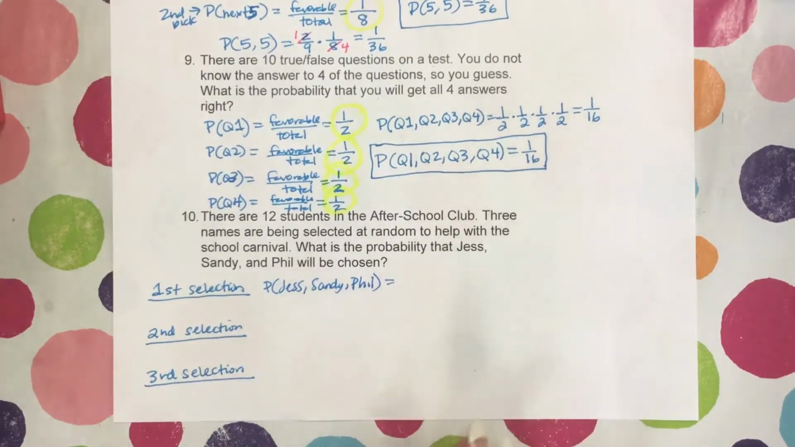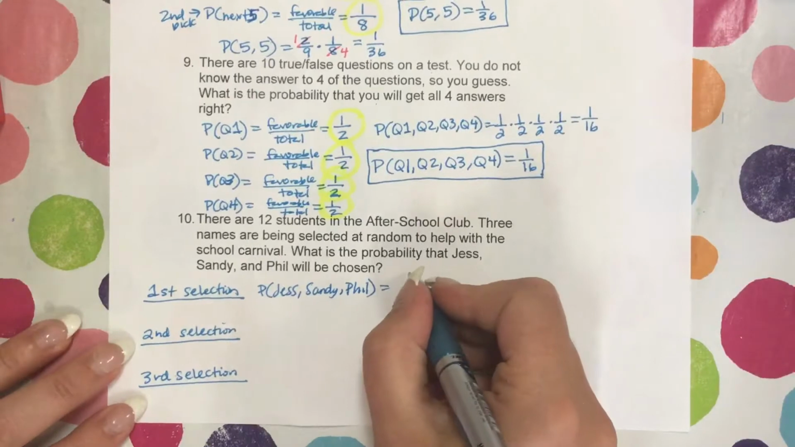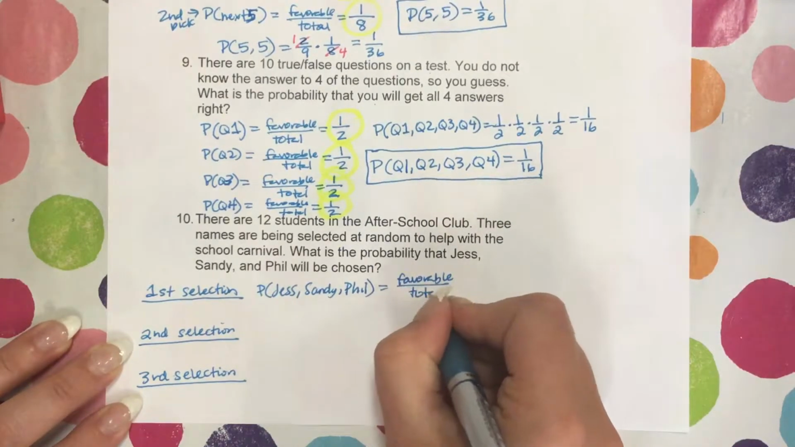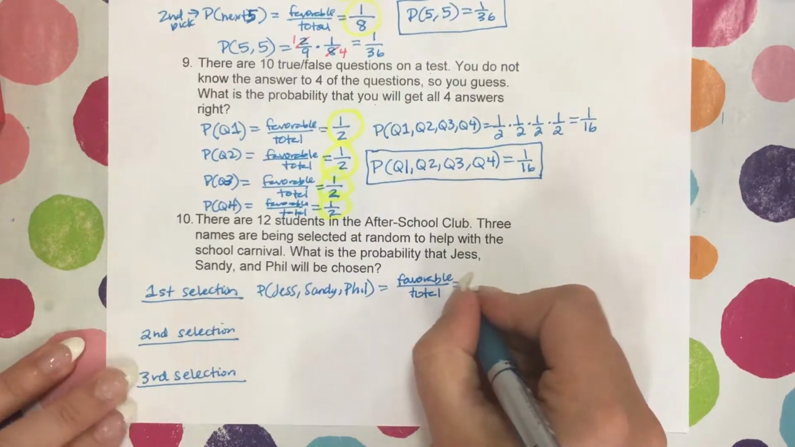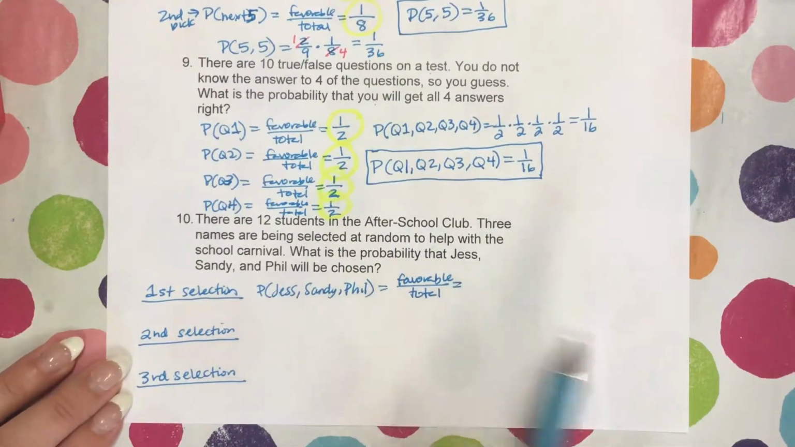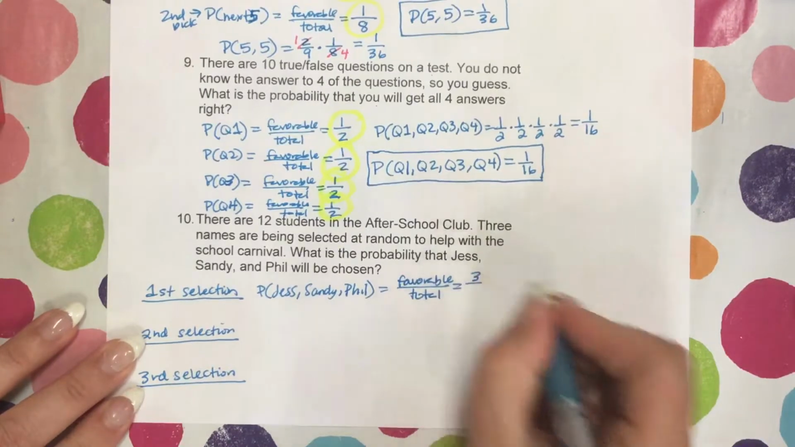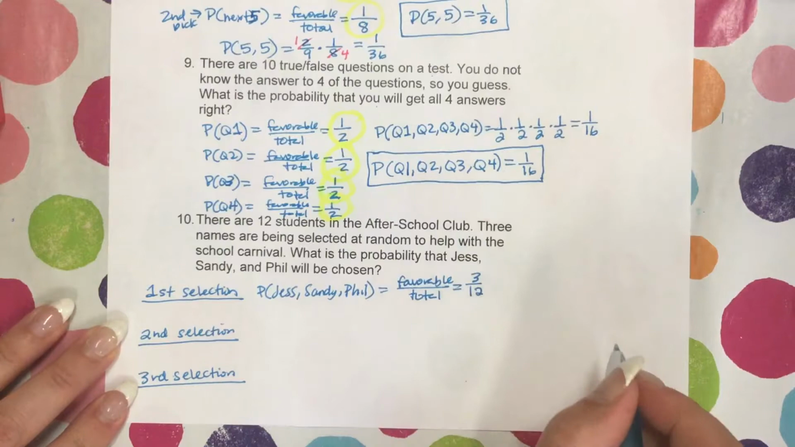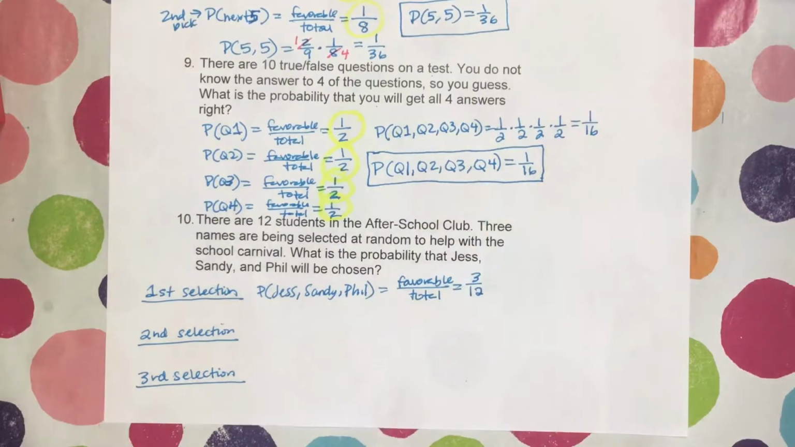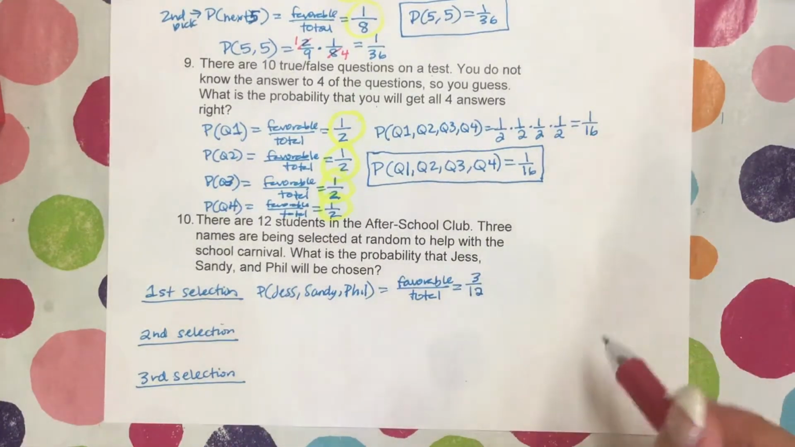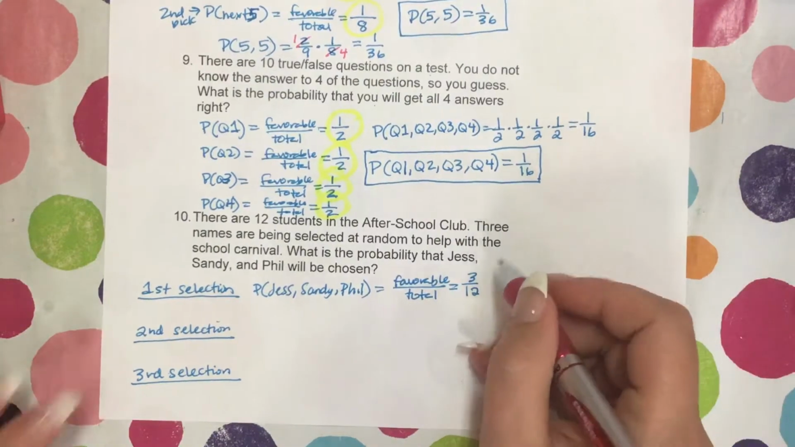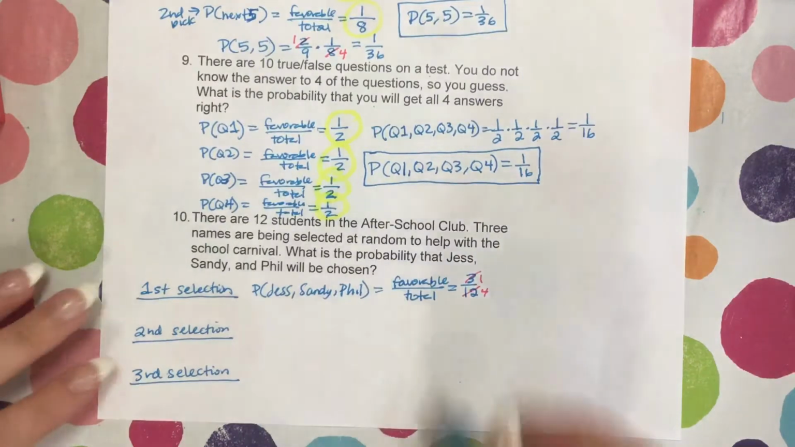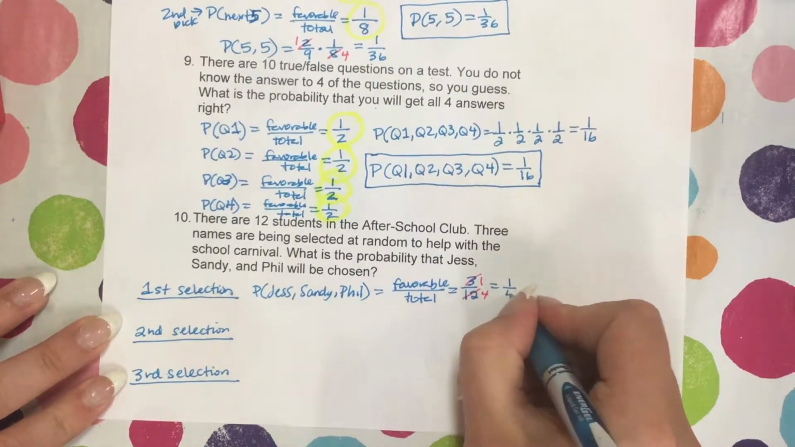Okay, so we're going to find that by taking the favorable over the total. So how many favorable are there? Well, there's Jess, Sandy, and Phil. That's 3 over a total of 12. Okay, then we just need to reduce this. What's the common factor between 3 and 12? It's 3. 3 goes into 3 one time. 3 goes into 12 4 times. So we end up with 1/4.